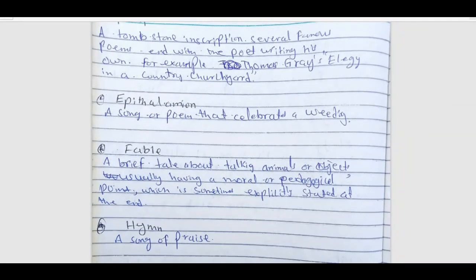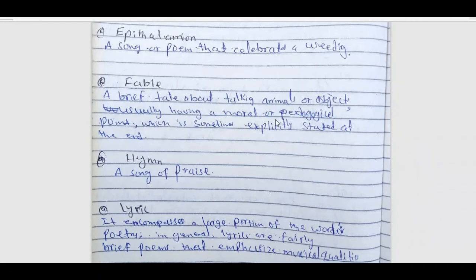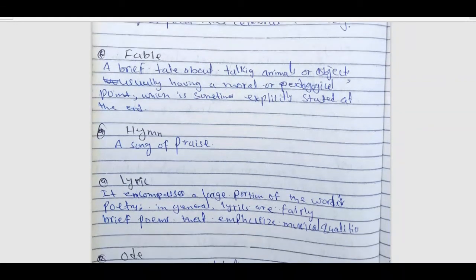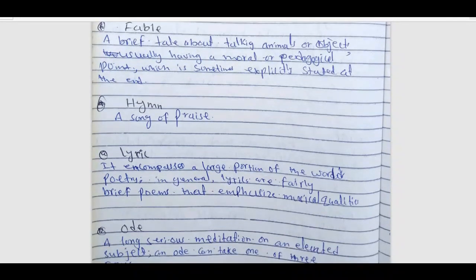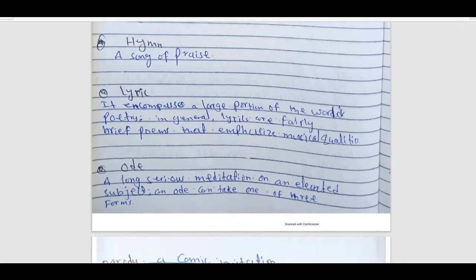And then Epithalamion, a song or a poem that celebrates a wedding. And then Fable, a brief tale where the characters are animals, talking animals, usually having moral values, and didactic in purpose to convey a moral or a message. Okay, you study about Gulliver's Travels, where the animals play as characters, they can talk. Many fictions include fables, animals as characters. And then hymn is a song of praise, in praise of anything, a person.